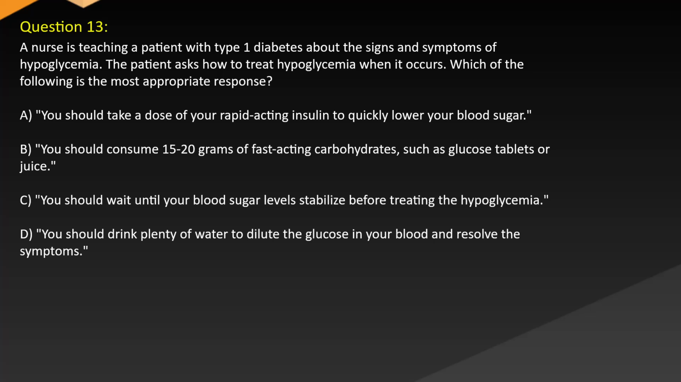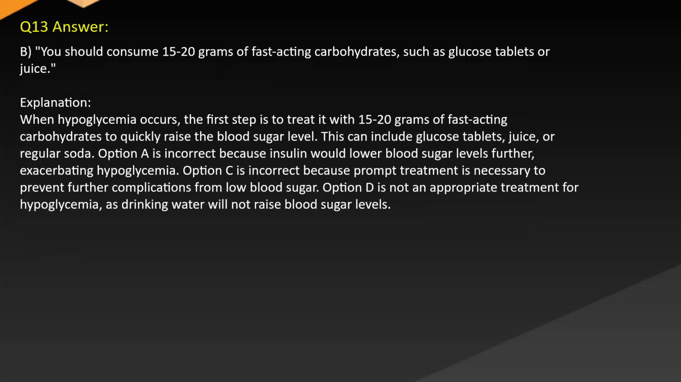A. You should take a dose of your rapid-acting insulin to quickly lower your blood sugar. B. You should consume 2 grams of fast-acting carbohydrates, such as glucose tablets or juice. C. You should wait until your blood sugar levels stabilize before treating the hypoglycemia. D. You should drink plenty of water to dilute the glucose in your blood and resolve the symptoms. Answer. B. You should consume 2 grams of fast-acting carbohydrates, such as glucose tablets or juice.